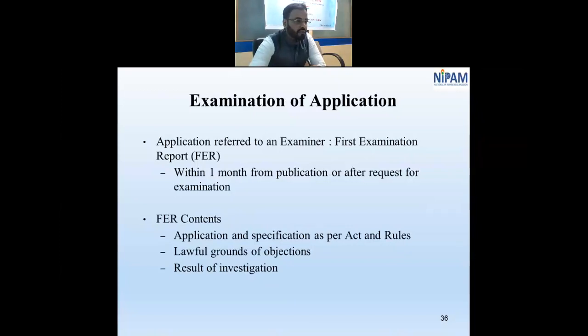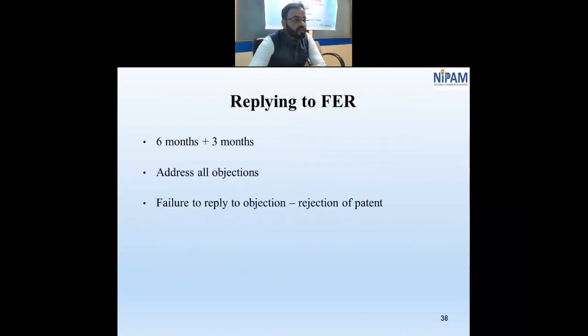Once you file a request for examination, obviously your application will be examined by an examiner in the Indian Patent Office belonging to a particular domain, and you will receive a first examination report based on all the disclosure you have made in your application. The FER, the first examination report, will contain all the legal obligations, grounds of rejection or lawful grounds for objections. Also, it will contain results of investigations which the examiner has found in your patent application.